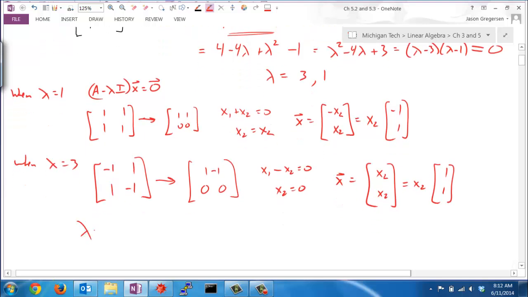So to summarize, lambda equals 1 gives me an eigenvector of negative 1, 1. And lambda equals 3 gives me an eigenvector of 1, 1. Any questions about that?